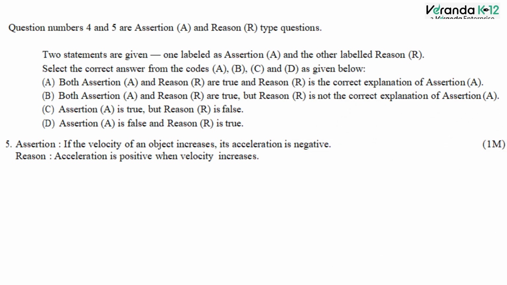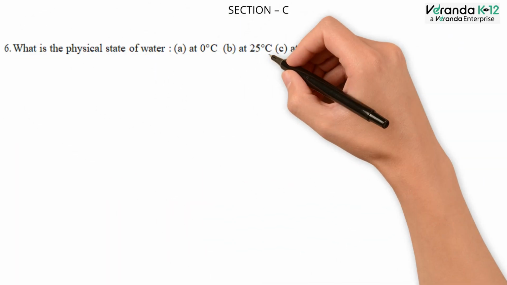Question number 5. Assertion: if the velocity of an object increases, its acceleration is negative. Reason: acceleration is positive when velocity increases. The correct answer is D. Assertion is false, but reason is true. It carries 1 mark.